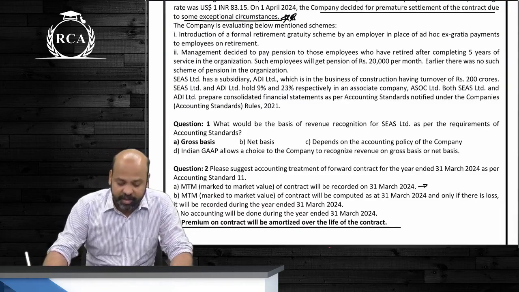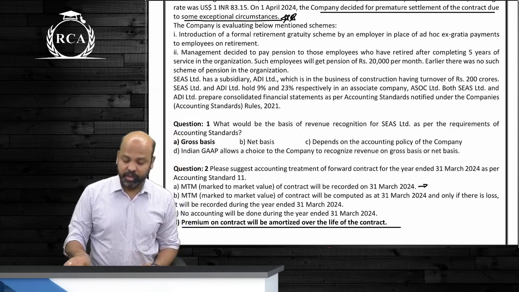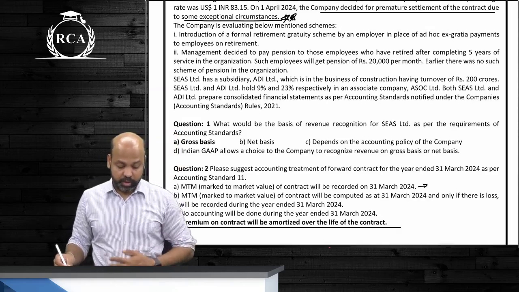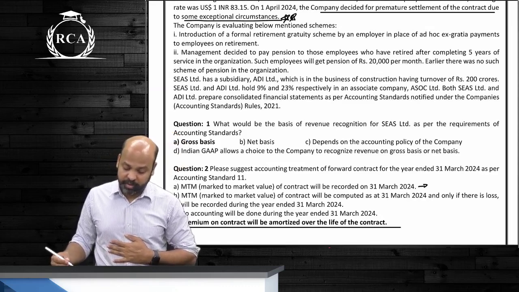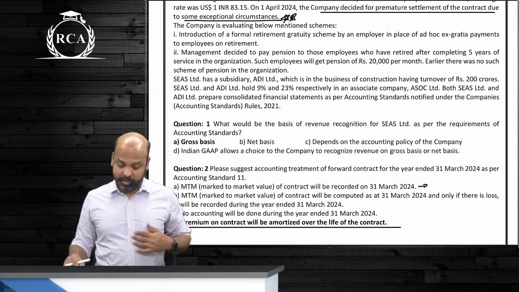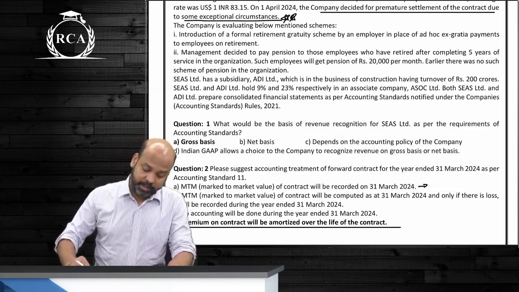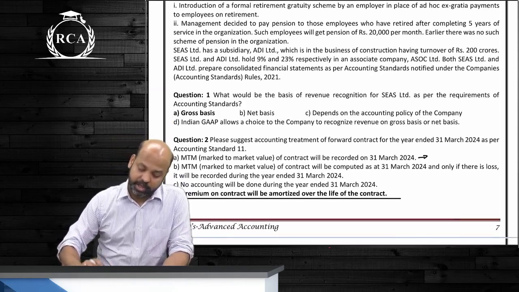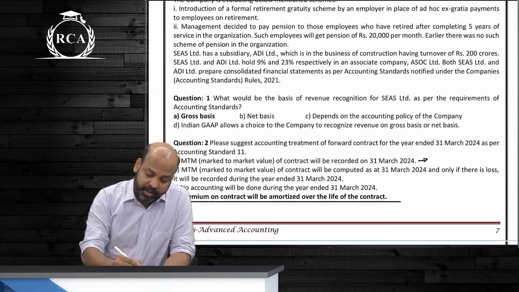Next, C is limited as a subsidiary ADI Limited, which is in the business of construction having a turnover of 200 crores. C is and ADI Limited hold 9% and 23% respectively in an associate company, the name of which is Associate Limited. Both C is and ADI prepare consolidated financial statements as per accounting standards notified. So pretty simple beta, we have a subsidiary.